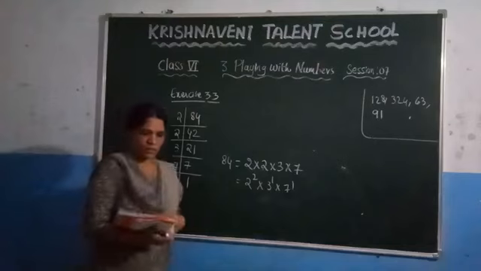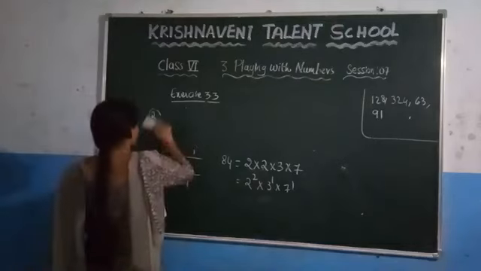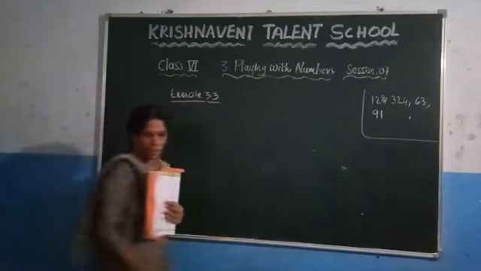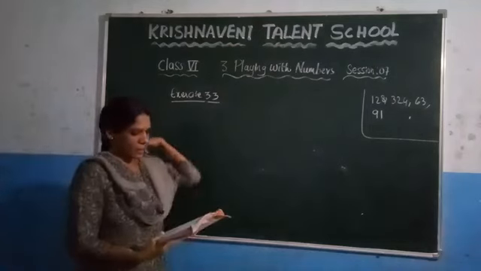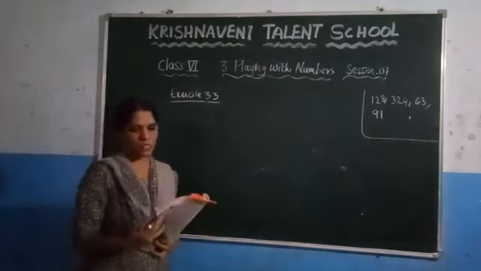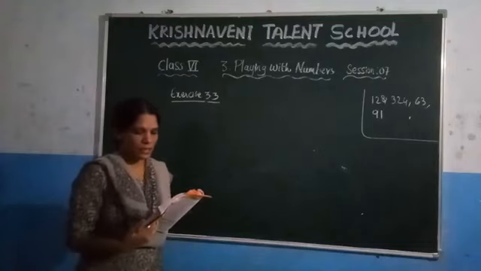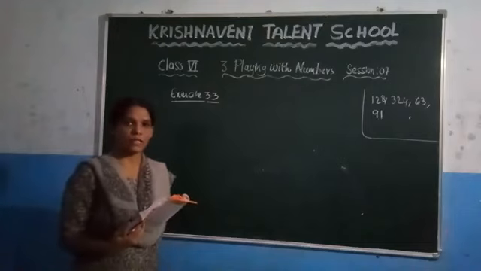Now see the third question in this. Here, what is the third question given here? Write the greatest 4-digit number and express it in the form of its prime factors. Here they have given write the greatest 4-digit number. What is the greatest 4-digit number?